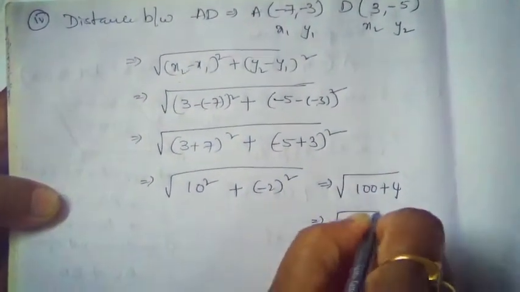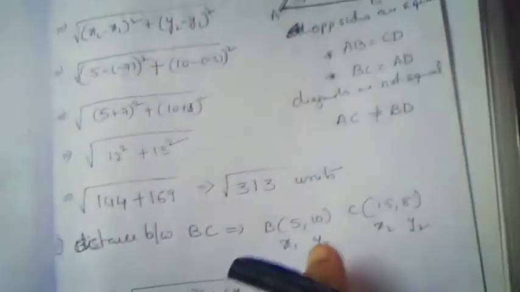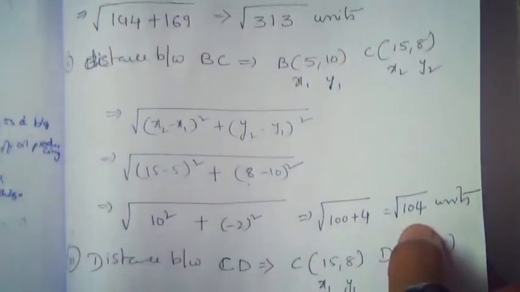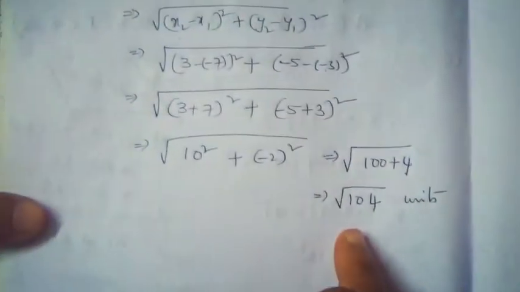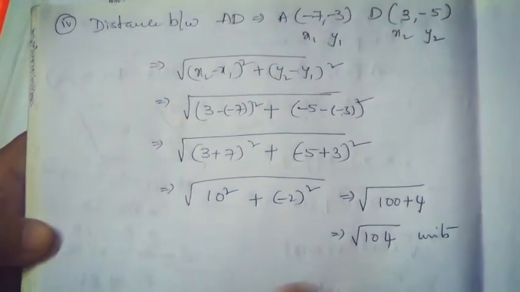That implies square root of 104 units. Here the opposite sides are equal. Look here, the second one is also square root of 104 units. Here also we got the same answer, right? Now we have to check the diagonals. Are they equal or not equal?